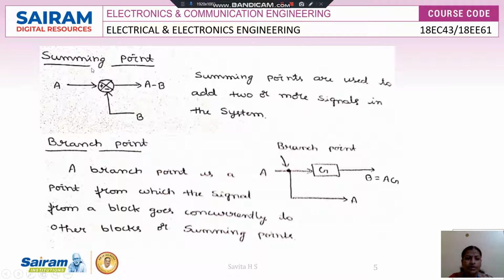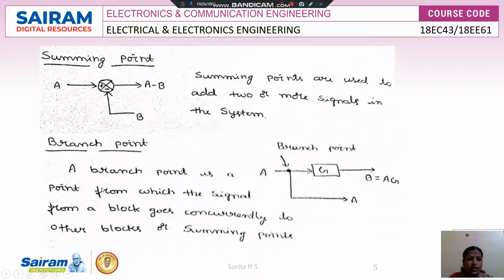Now we'll see the summing point. As we know, a summing point is the summing of two elements. Here this is the symbol of the summing point. One input A is given with positive sign and one more input B is given with negative sign. So the output of this will be A minus B. The summing point is used to add two or more signals in the system.